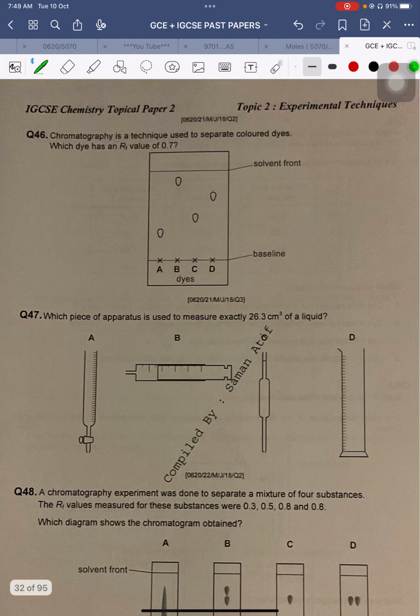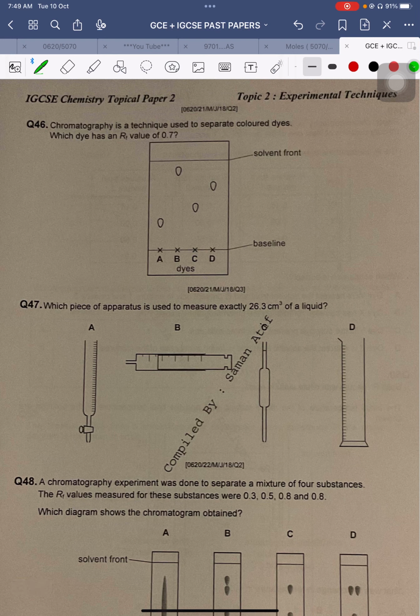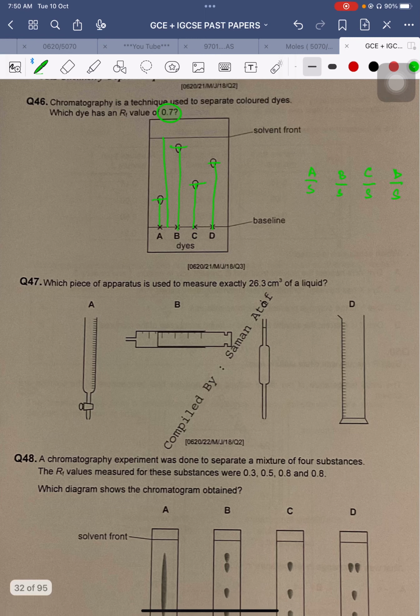All right, students, now I am on the next question. Chromatography is a technique used to separate color dyes. Which dye has an RF value of 0.7? So obviously you have to measure the distance traveled by A, by B, by C, by D, and the distance traveled by the solvent front. So it will be A divided by solvent, B divided by solvent, C divided by solvent, and D divided by solvent. In all cases, you are going to measure the distances, and the final RF value will be calculated for all of them, and you will see which is closest to 0.7 or which is exactly 0.7. If the answer is 0.69 or 0.71, both will be considered 0.7 because a small human error can be there. All right, please be careful about this.